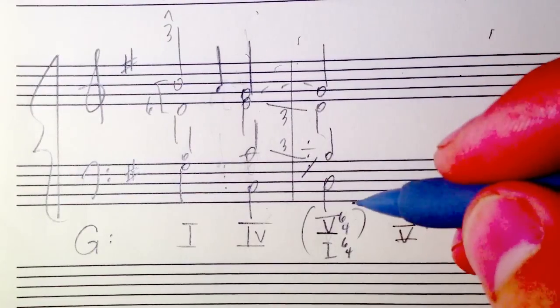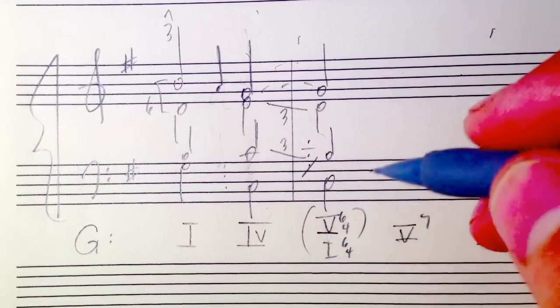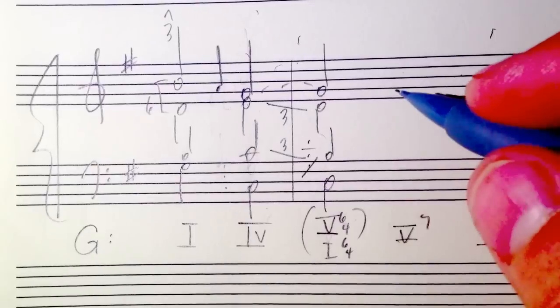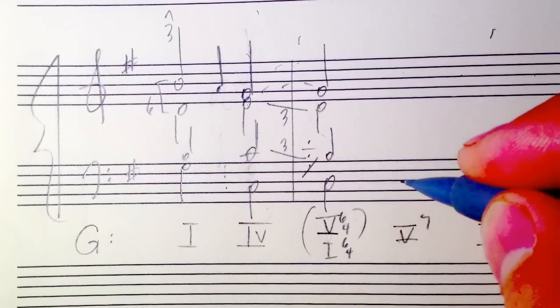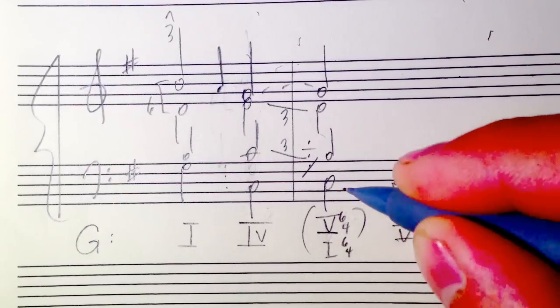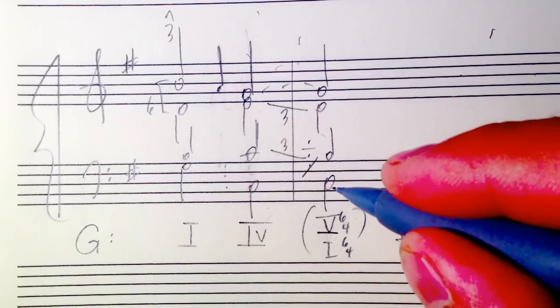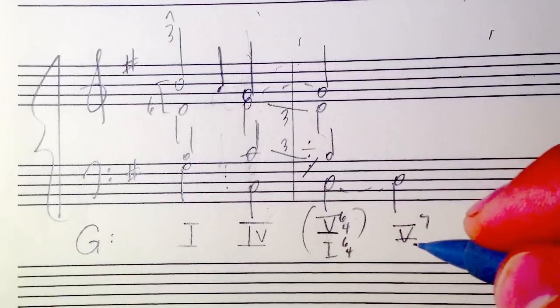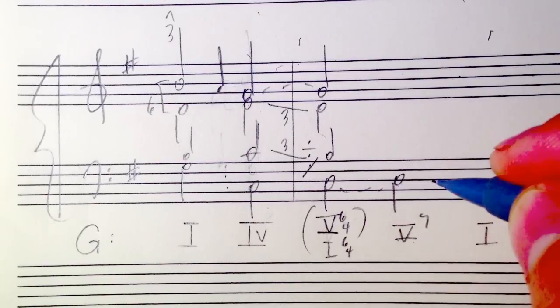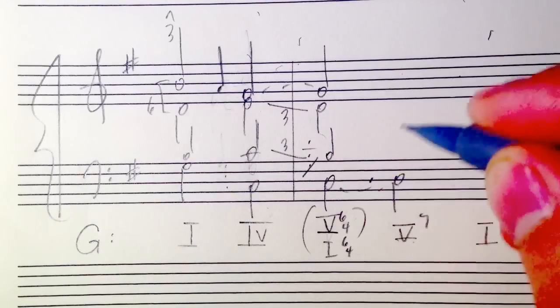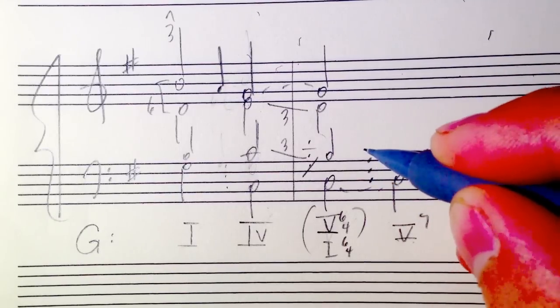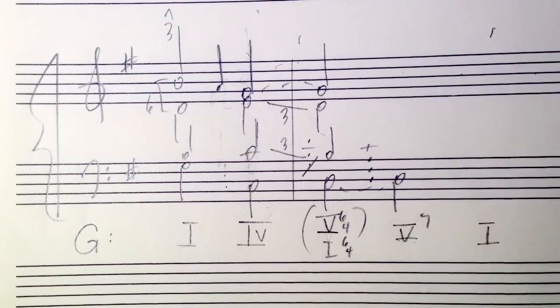Okay, now the 5-6-4, also known as the 1-6-4, resolves into the 5-7 chord. And let's look at how. The bass note will stay, since the 1 chord in second inversion has the 5th scale degree in it. And now a 5-7 chord in root position has D in its bass: D, F sharp, A, and C.